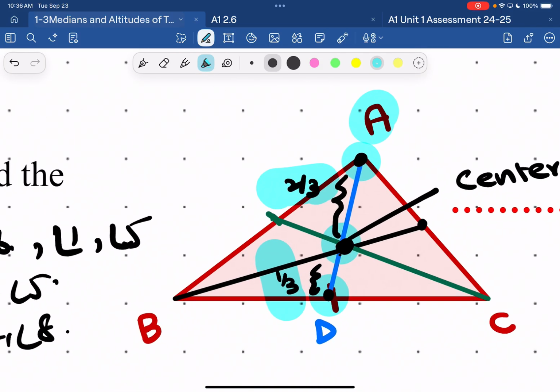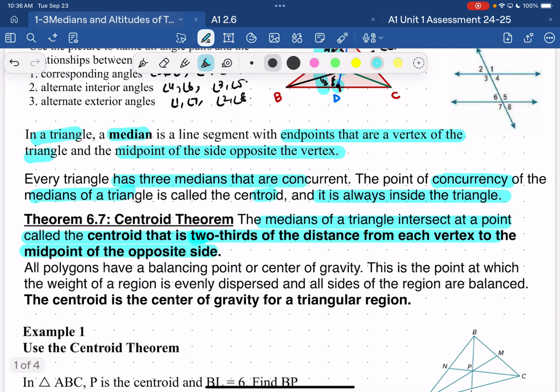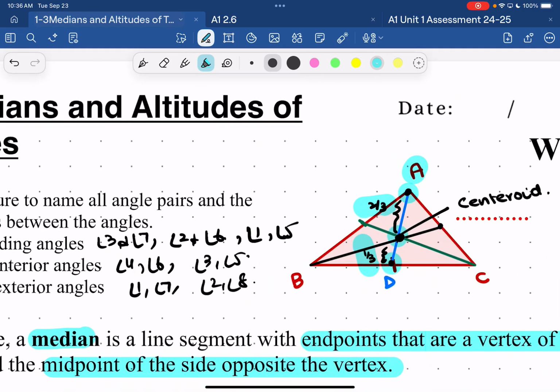Please write it down so that you don't forget. Questions related to this are on the test. All polygons have a balancing point or center of gravity. This is the point at which the weight of the region is evenly dispersed and all sides of the region are balanced. And centroid is the center of gravity for a triangular region. So if you have a triangular region, its center of gravity will be in the very center, that is at the centroid. Now everyone, where you drew your triangle, I want you to write down the formula for finding the centroid.